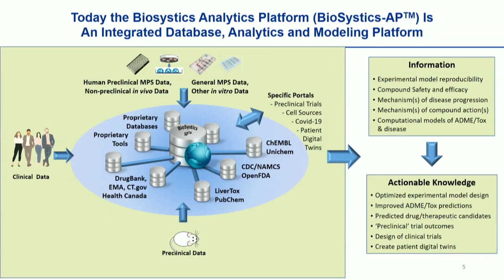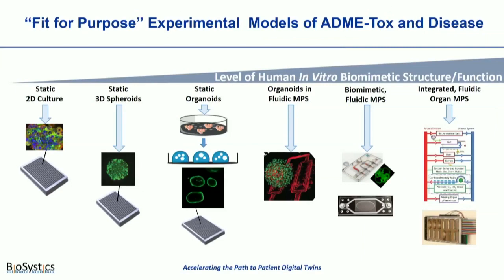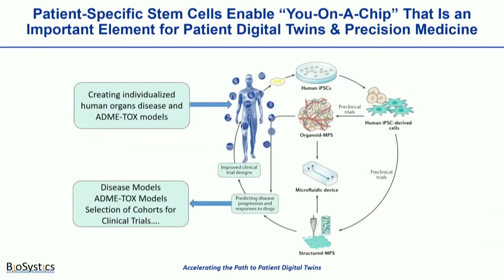When we're referring to MPS, we're really referring to these fit-for-purpose systems that can range all the way from 2D static culture systems to really complex integrated fluidic systems. And for this you-on-a-chip technology to have full actionable potential, it relies on patient-derived stem cells, in that it allows for the creation of individualized organ systems that can then inform precision medicine and precision drug therapy applications.